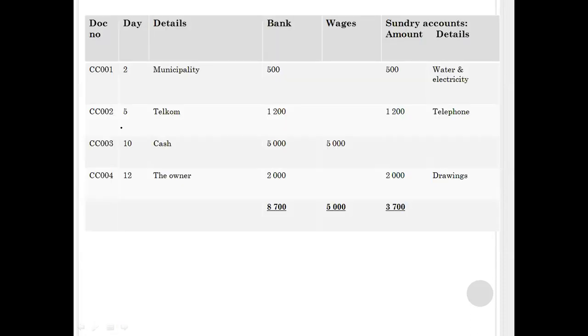So there you go. On the 5th, next CC number, the name of the business with details is Telkom. The amount, 1,200 Rand, in bank. For what is it? It is for telephone. There's not a telephone column there at the top. So then you take it to sundry accounts and you write the amount 1,200 and you say it is for telephone.